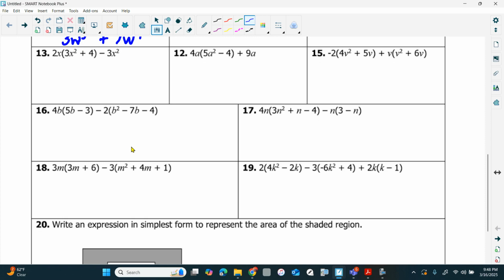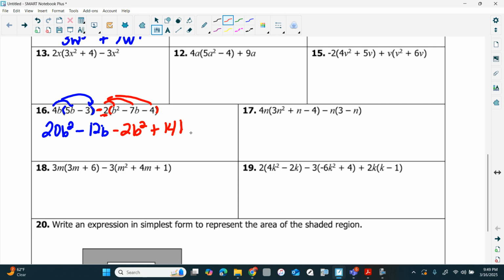So like on 16, there's 2 sets of parentheses, so we have 2 distributing to do. I'm going to do the 4b to each term in the first set. So this is 20b squared minus 12b. Then I'm going to go to the next set of parentheses and distribute. And don't forget your sign, this minus is like a negative 2 that I'm distributing to each term. So this will be a negative 2b squared. But here a negative times a negative makes a positive 14b, and a positive 8.